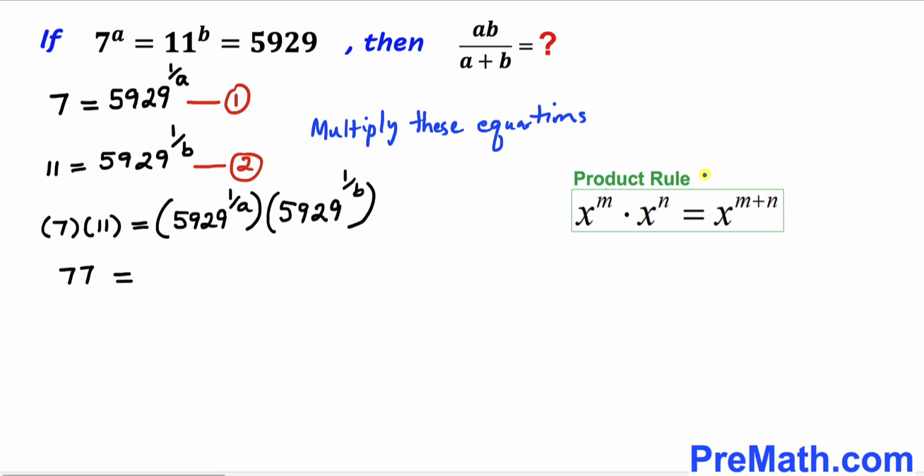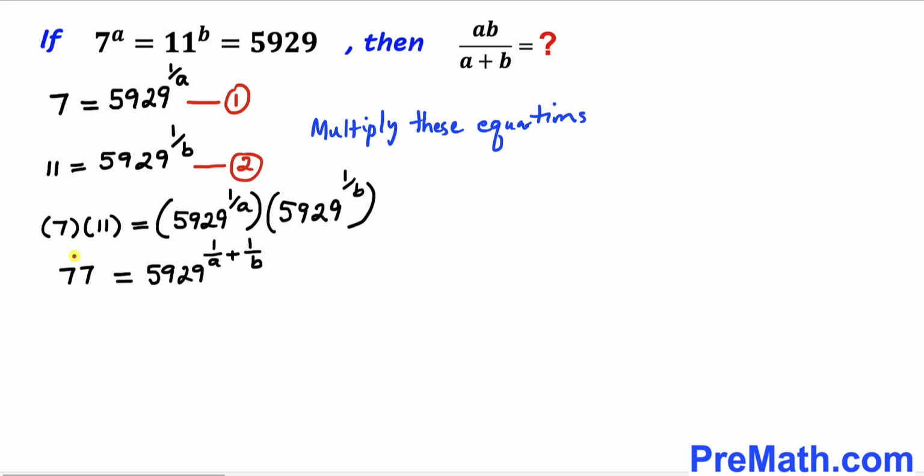And now let's recall this product rule of exponents. If we have x power m times x power n, then we can write x power m plus n. And if I call this exponent m and this exponent n, and moreover our bases are identical, 5929, then I can write down 5929 power 1 divided by a plus 1 divided by b.